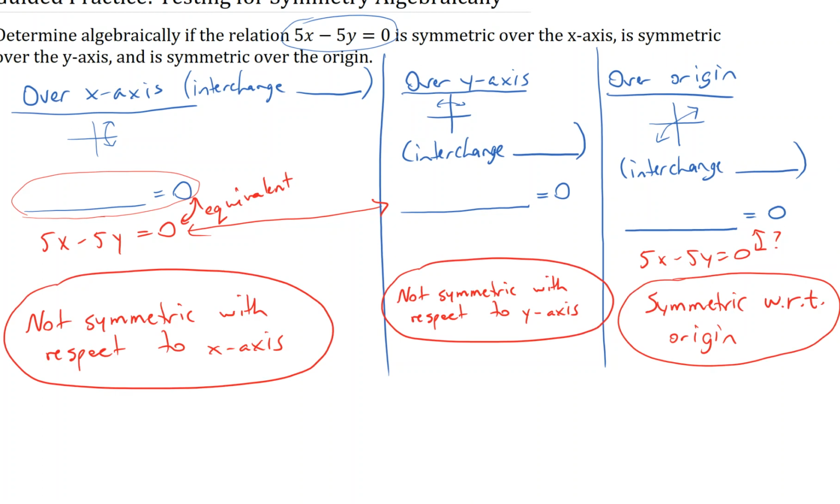The answers here are circled in red. Note that WRT means with respect to. You could also say over. And if you're having trouble seeing why it is symmetric with respect to the origin, you will have to multiply both sides of your equation by a -1 to make it equivalent to the original relation. So make sure you can get these answers and that you understand how to test for symmetry algebraically.